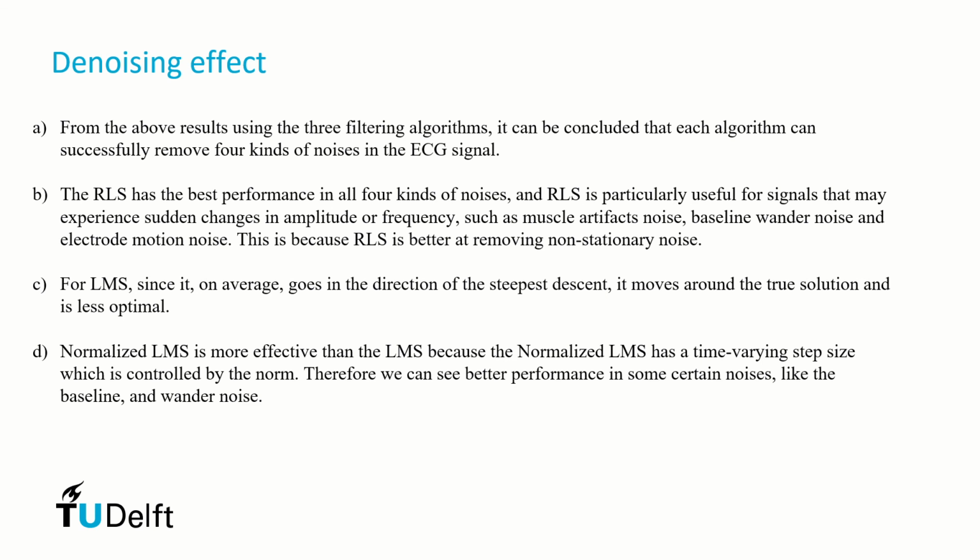For LMS, since it on average goes in the direction of the steepest descent, it moves around the true solution and is less optimal. And normalized LMS is more effective than the LMS because the NLMS has a time varying step size which is controlled by the norm. Therefore, we can see better performance in some certain noises like the baseline wander noise.